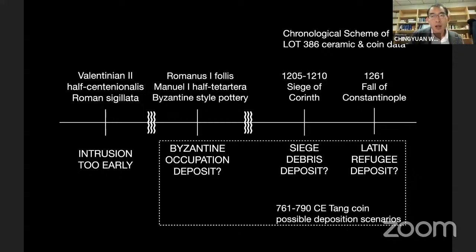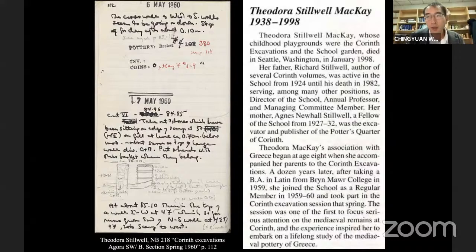On the immediate archaeological context, I wish first to acknowledge the late Dr. Theodora Stillwell McKay, who found the Tang coin during the 1960 campaign in what is now known as the Frankish area of Corinth. She was a regular member of the American School at the time, and her work on Byzantine and Frankish period pottery remains consequential today.